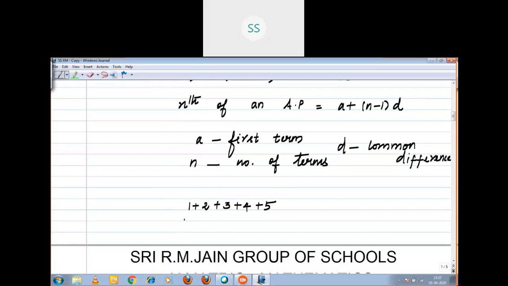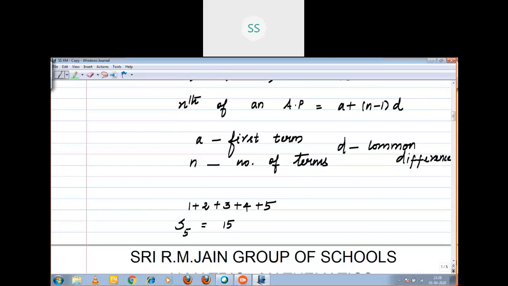That should be represented as capital S. 5 terms, that is the meaning, right? How to add? Easily you can add it, right? 1 plus 2, 3. 3 plus 3, 6. 6 plus 4, 10. 10 plus 5, 15. It is a finite series. It is the simplest series, so you can add easily.